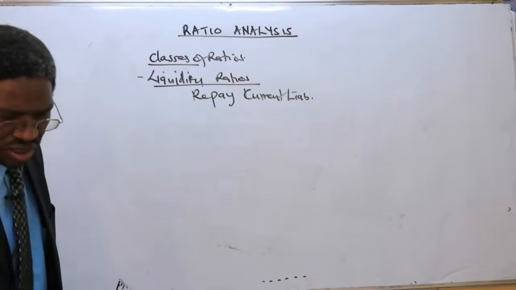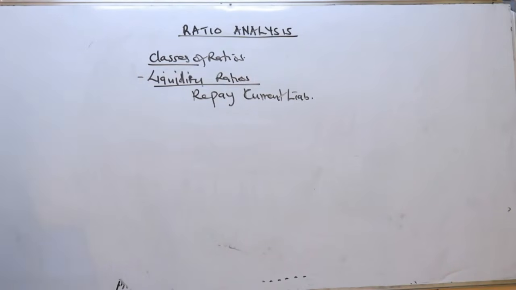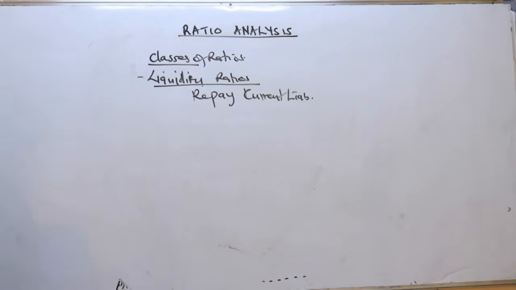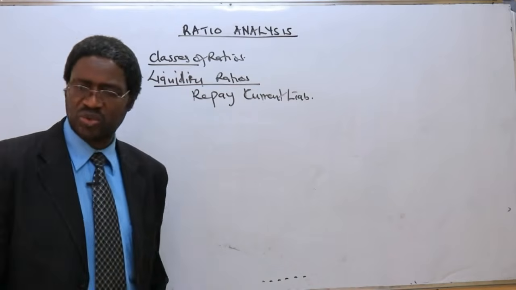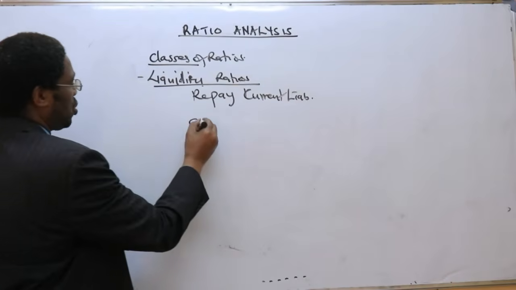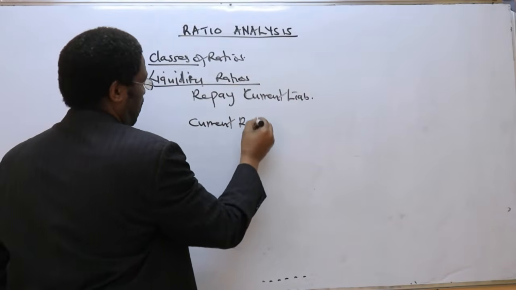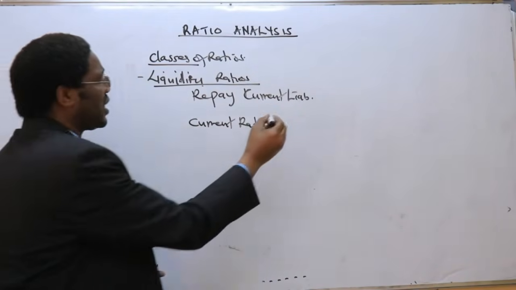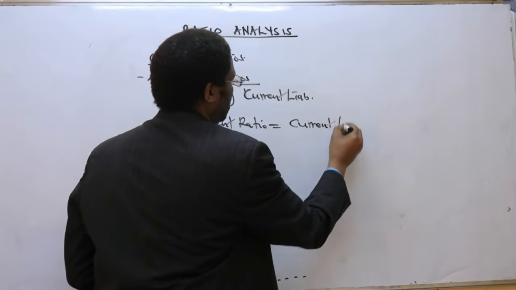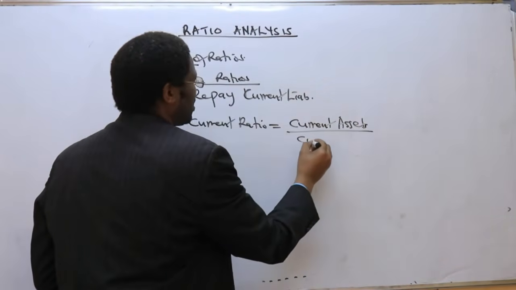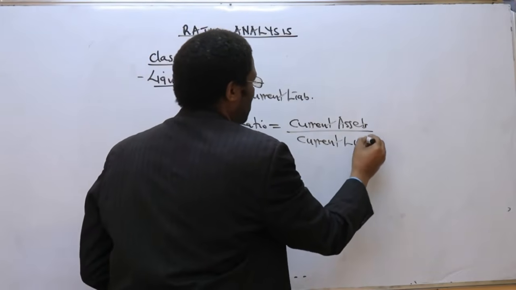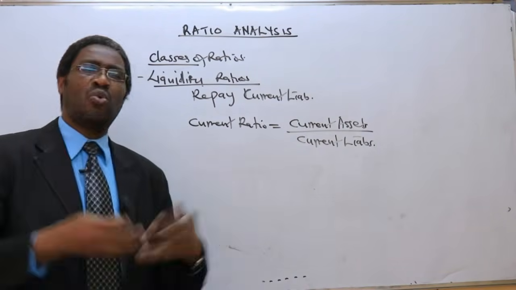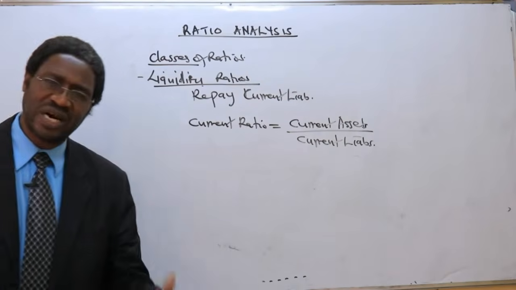So we want to discuss which are these liquidity ratios. One of the liquidity ratios that a company can calculate is what we call the current ratio. To get the current ratio, you take the current assets of your company and divide by the current liabilities. What are the current assets in your business? What are the current liabilities in your business?